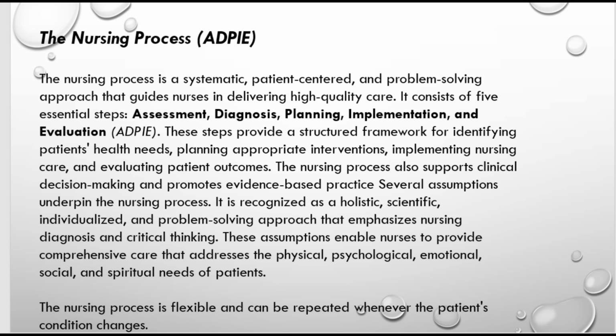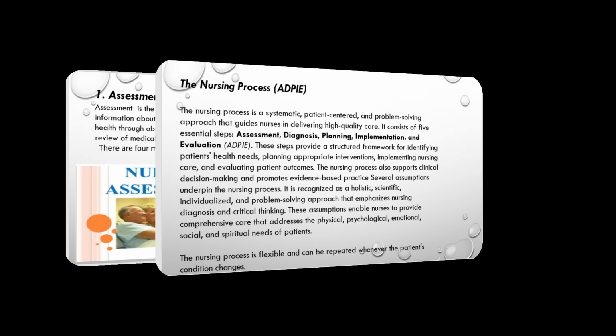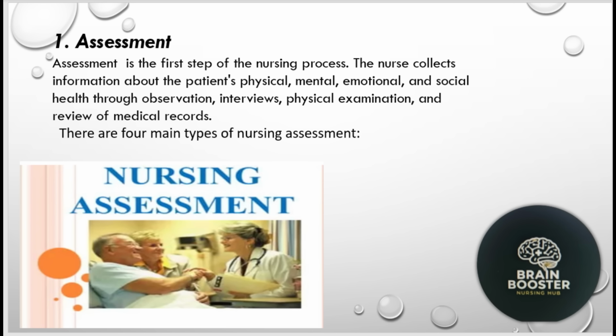Now, let's move to the first step of the nursing process, which is 1. Assessment. Assessment is the first step of the nursing process. The nurse collects information about the patient's physical, mental, emotional, and social health through observation, interviews, physical examination, and review of medical records. There are 4 main types of nursing assessment.